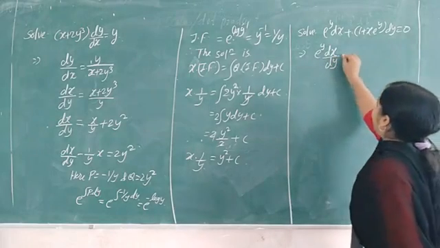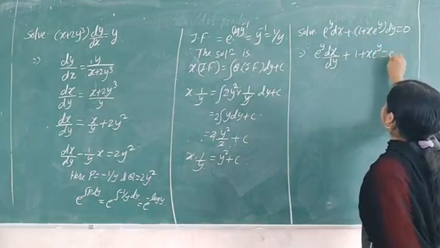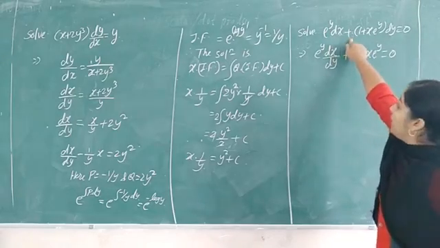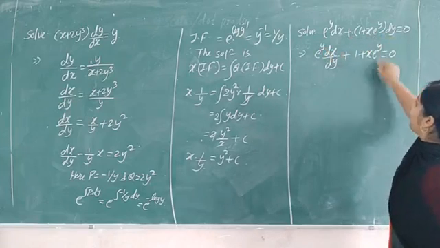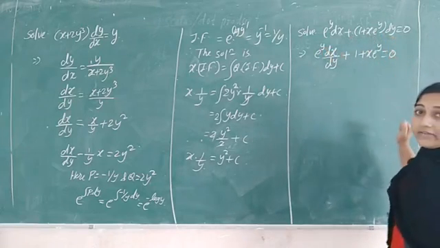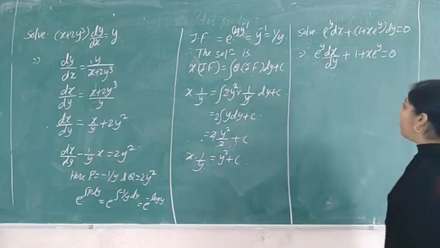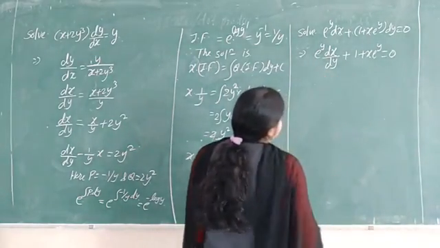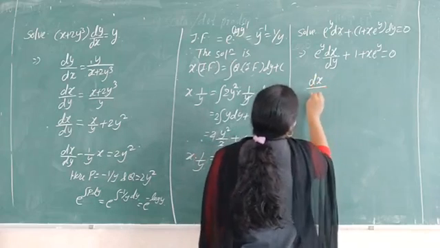So e to the power of y dx by dy plus 1 plus x into e to the power of y is equal to 0. Okay. Divide this equation by dy. Here we have dy, so dy gets cancelled. So we remain with 1 plus x into e to the power of y. Okay. So solve this, make the coefficient of dx by dy equal to 1. So divide this equation by e to the power of y.